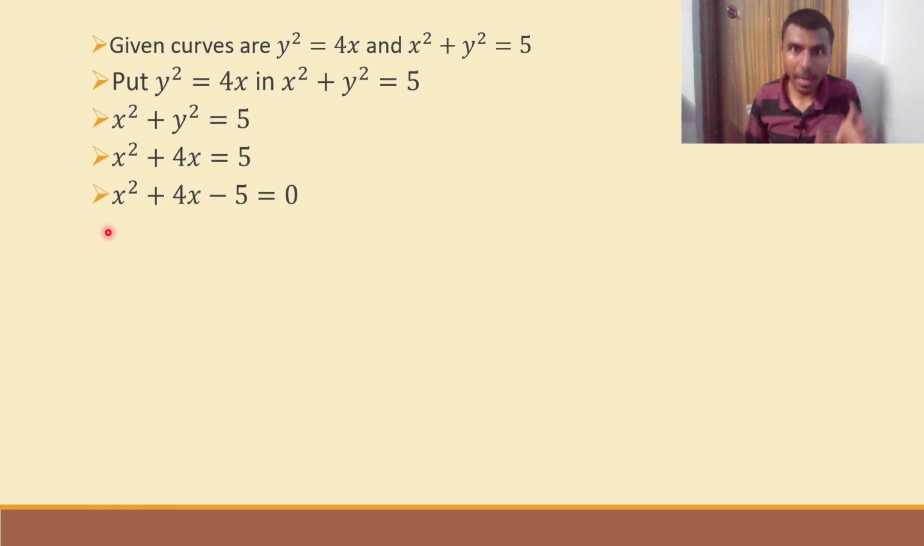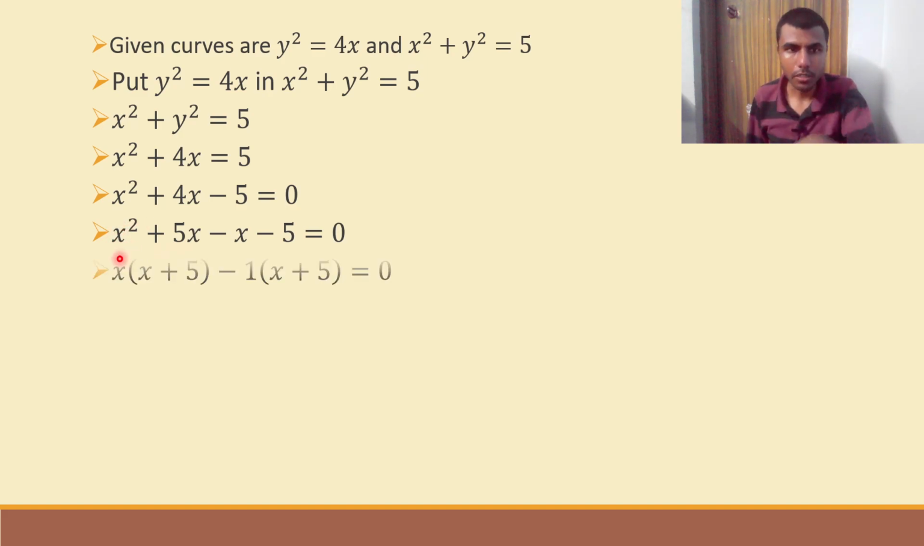In case you have difficulty in factorization, tell me in the comments, I'll help you out there. If I do factorization here in full detail, it will take a lot of time. So write 4x as 5x minus x. In the first two terms, take x common. I'll get x into x plus 5, because x square is there, one x is taken out, and 5 remains. Now in the next two terms, take minus 1 common, so minus 1 into x plus 5 equal to 0.